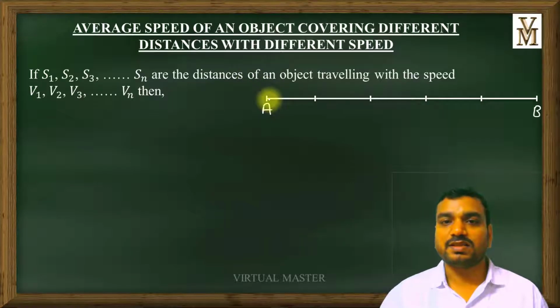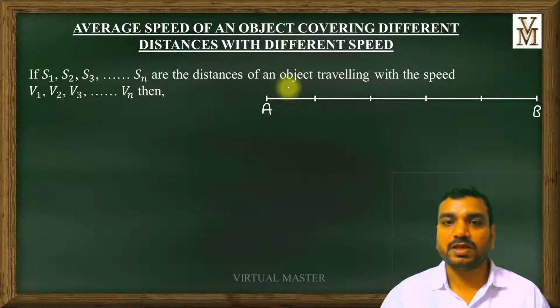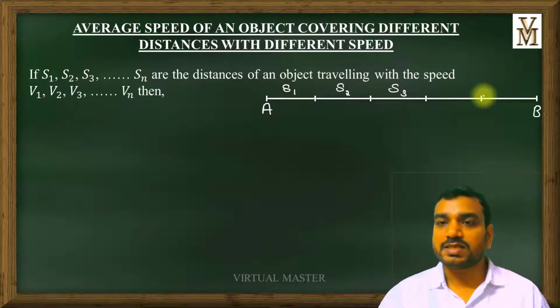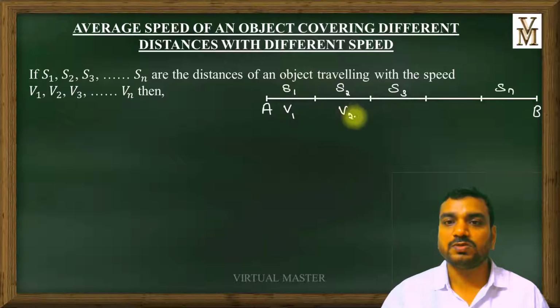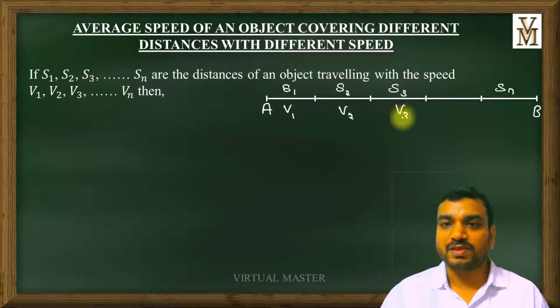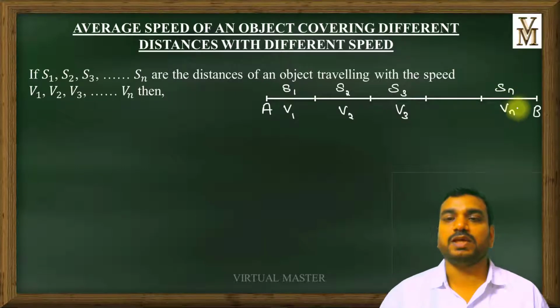Let the distance between point A and this point be S1, the distance between this point and the next point be S2, and the distance between these two points be S3. Similarly, the distance between this point and point B be Sn. The speed with which the object covers the distance S1 will be V1. Similarly, the speed to cover the distance S2 will be V2, the speed covering the distance S3 will be V3, and the speed covering the distance Sn will be Vn.